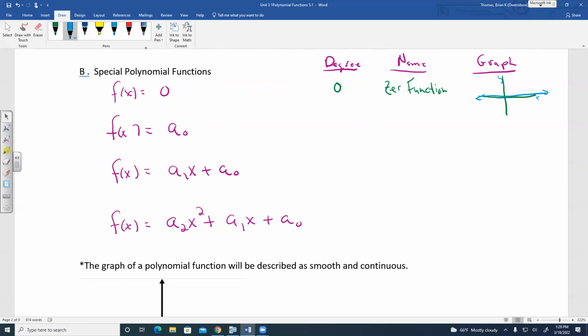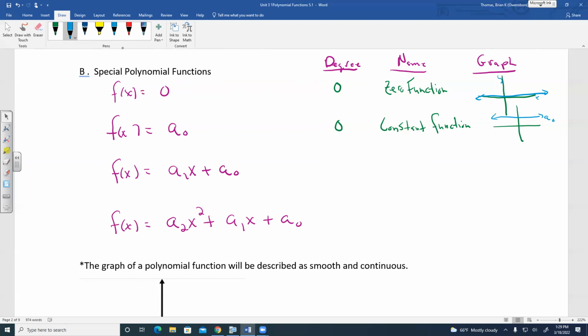So f of x equals a sub 0. Notice how that's going to also have a degree of 0. That's the constant. Again, he's going to be considered the constant function. And the graph of a constant function is also going to be some horizontal line. So its graph is going to be whatever a sub 0 is. So a sub 0 is going to describe where you are with that. So the y values have to stay the same. So it stays horizontal.